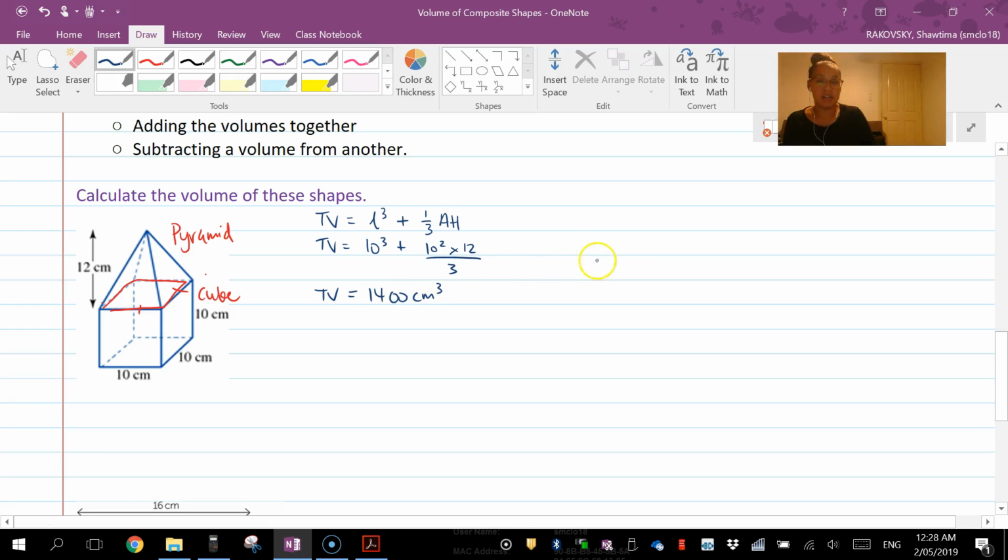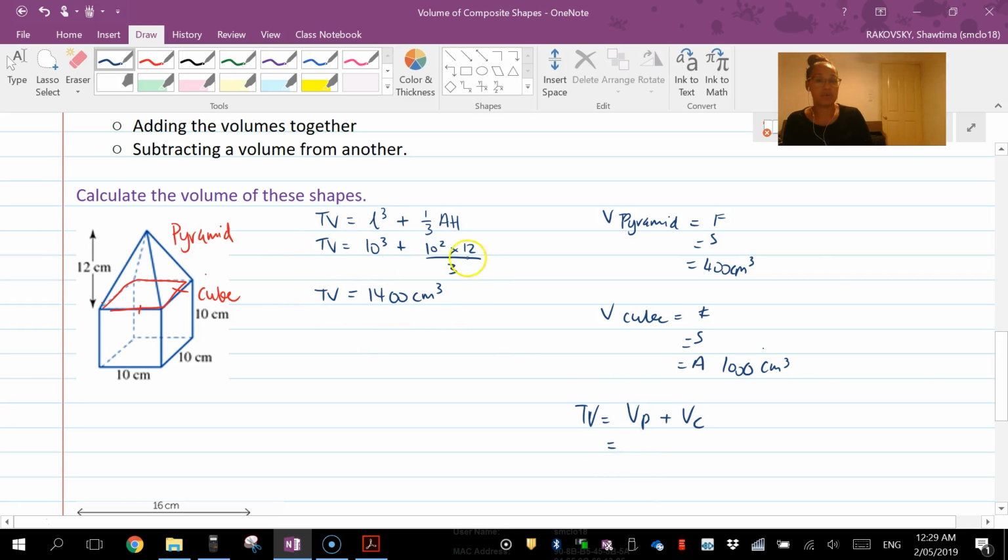centimeters cubed. Now there's nothing stopping you from doing the pyramid separately, so volume of pyramid equals, and doing that one, which gives 400 centimeters cubed, and then doing the volume of your cube, which is 10 cubed, 1,000, and then total volume equals volume B plus volume C. So you could do it that way as well.